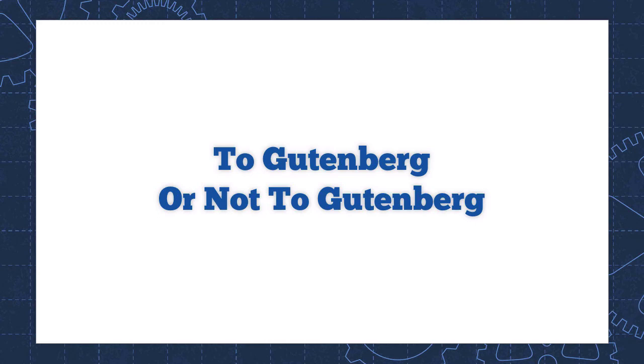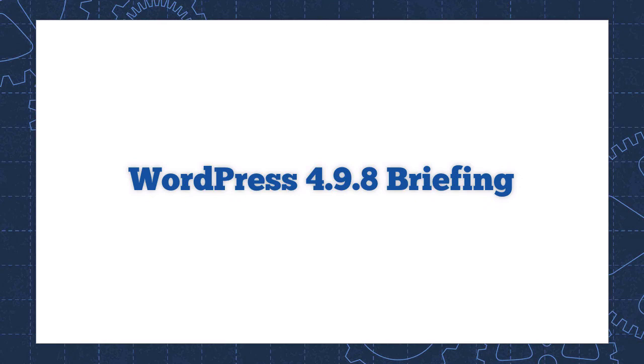Now, as I said, I don't want to discourage the use of Gutenberg, but you should be aware that things can go wrong. This is beta software, and your website is your website. You don't necessarily want to experiment on a live website, especially if it's important to you. So please proceed with caution when it comes to making this decision. And that is your WordPress 4.9.8 briefing.